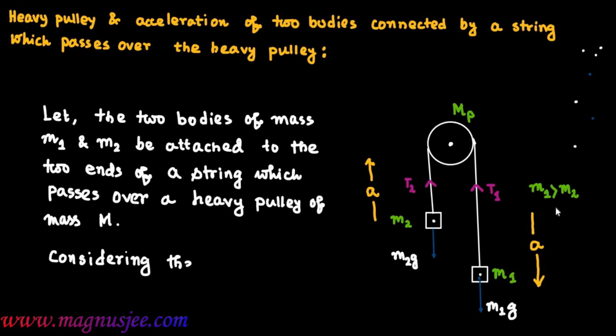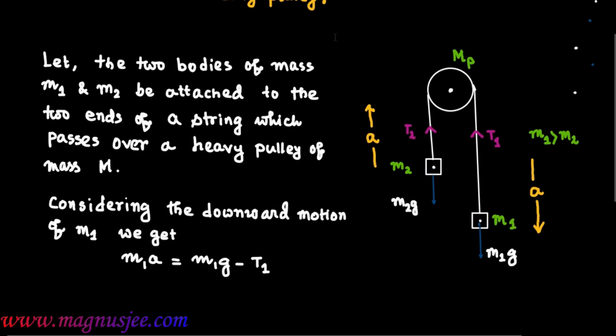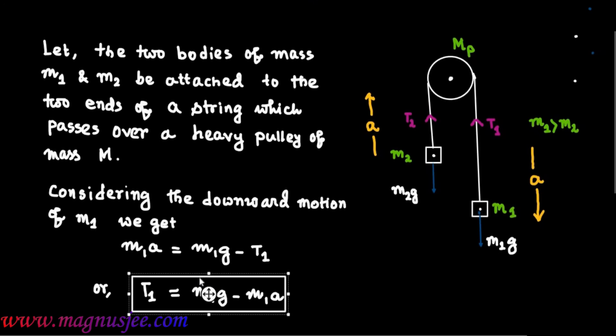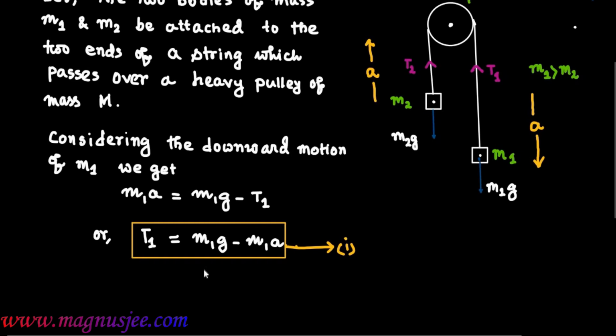Considering the downward motion of m1, we get m1a equals m1g minus T1, where T1 is the tension acting in the string to which the body of mass m1 is connected, or T1 equals m1g minus m1a.